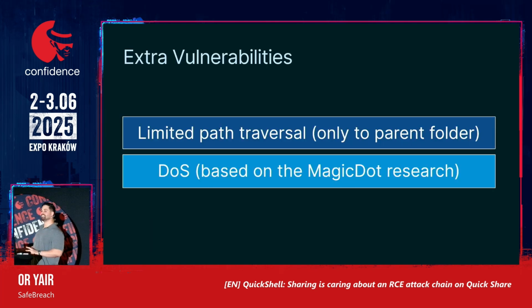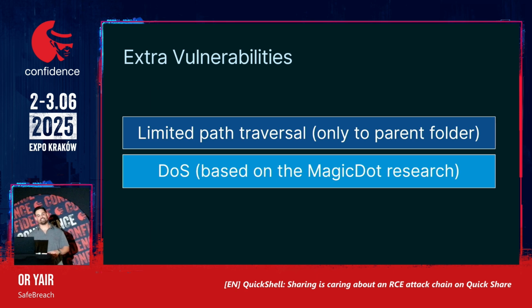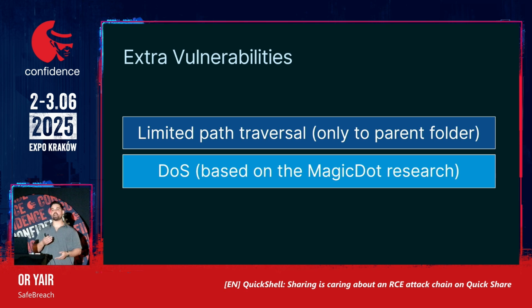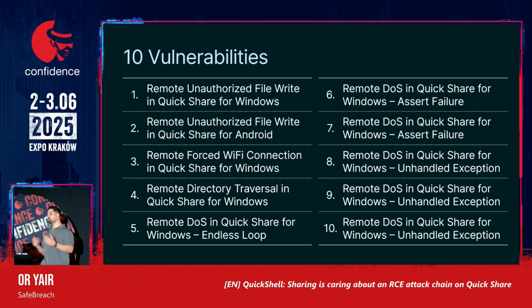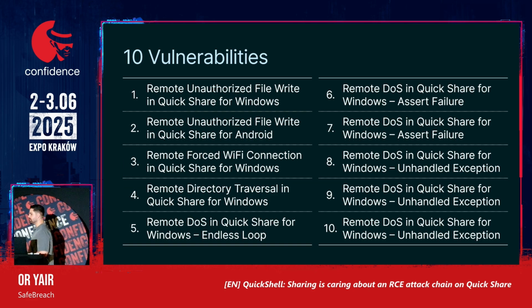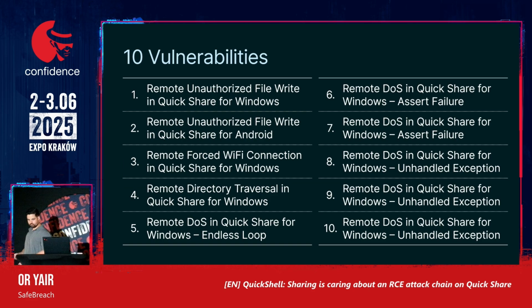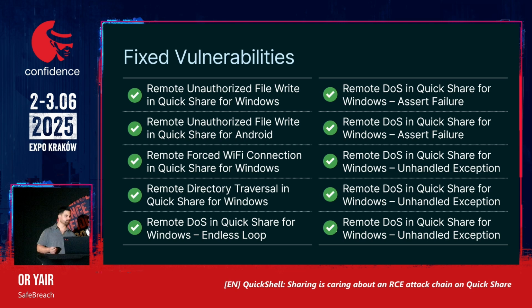But it was not exactly the case. We found two more, actually. One allowed us to create a very limited path traversal to the parent folder of the downloads folder, but it had to be a very specific name. And we also found another denial of service vulnerability that we found manually, but they were not helpful for creating the remote code execution chain. So overall, we reported 10 different vulnerabilities to Google, and they were very cooperative. They issued fixes for all of them.